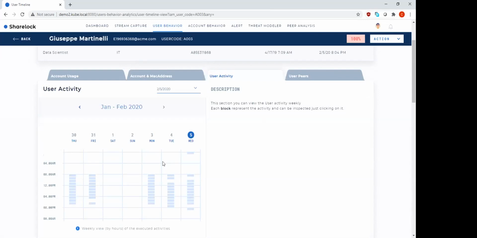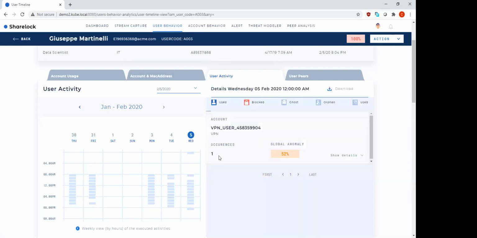Going forward with the third tab, we find the time intervals in which the user was seen by our system. Now, not only one account, but in an aggregate form relating to all his accounts. We can see the user working days week by week divided by hours that we can inspect simply clicking on it and reading more details.